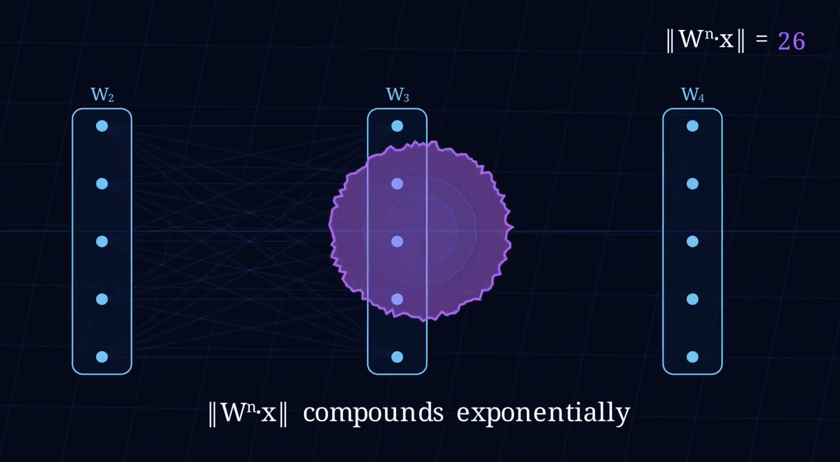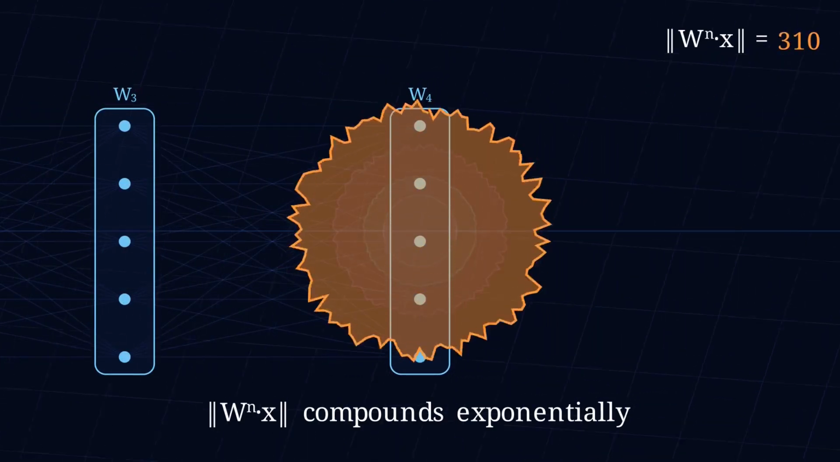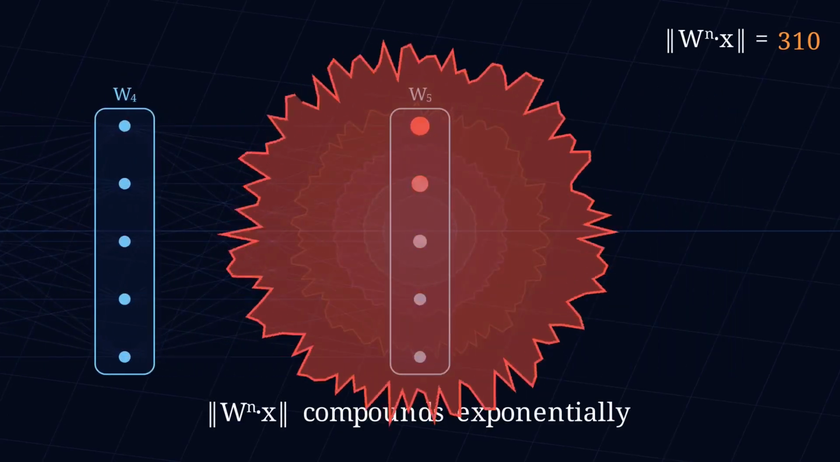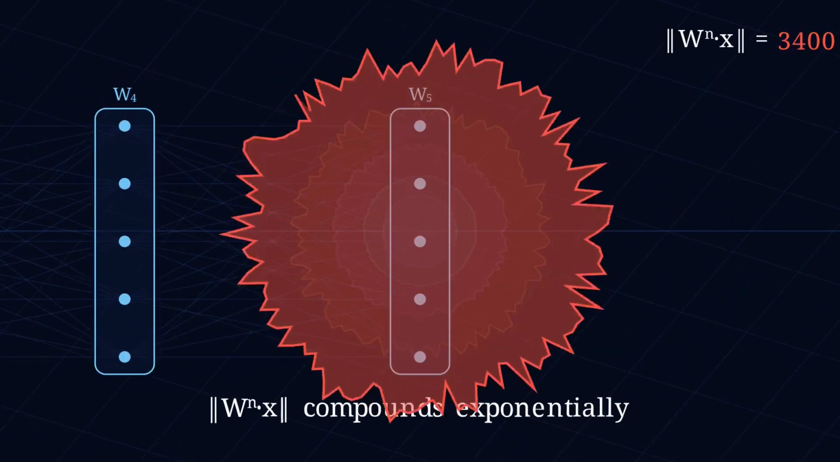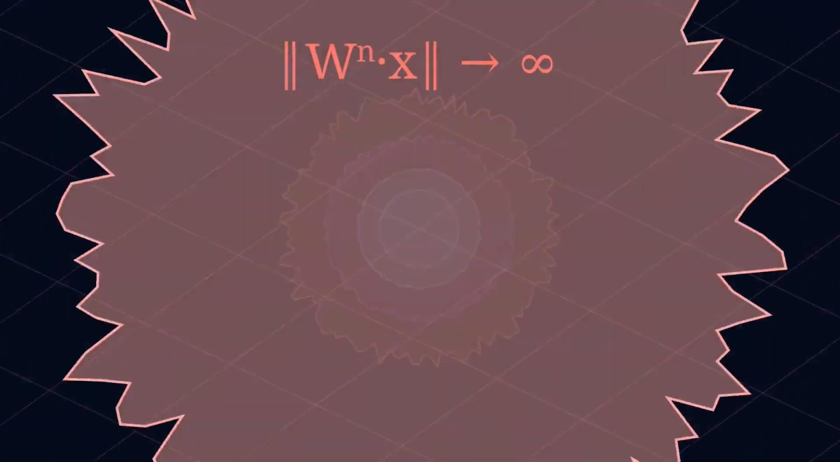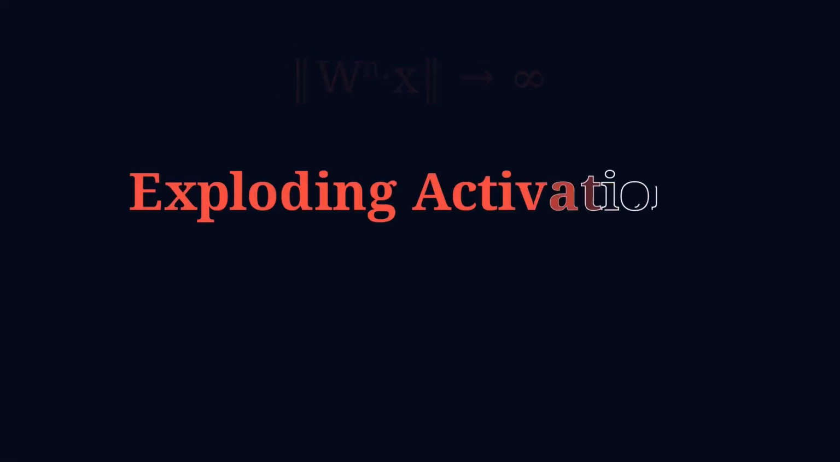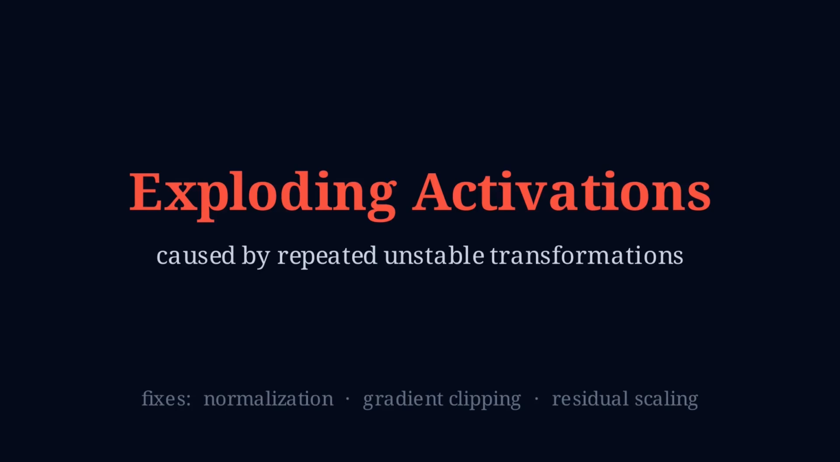What begins as a small increase soon becomes a chain reaction. The deeper the network goes, the bigger the activation becomes, until the original information is buried beneath exploding magnitude and noise. The network is no longer controlling the signal, it is being overwhelmed by it.